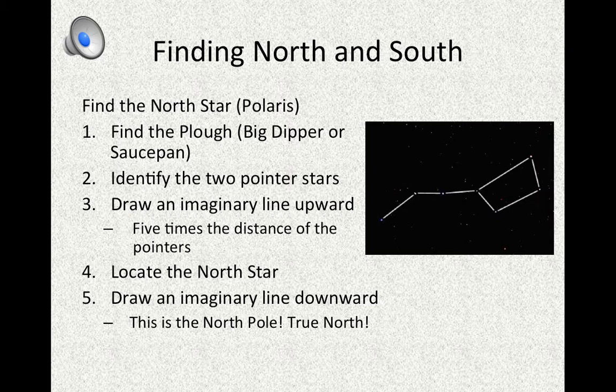After you locate the Big Dipper, identify which two stars are the pointers. These are the ones that your chicken noodle soup would pour out of if you tipped your saucepan. Next, draw an imaginary line upward from the Big Dipper that is 5 times the distance between the pointer stars. This will point you to the North Star. Once you've located the North Star, draw another imaginary line straight down, and that is the North Pole. True north lies directly underneath the North Star.